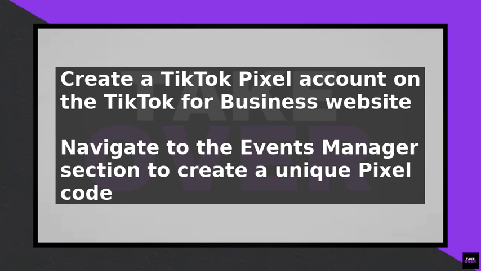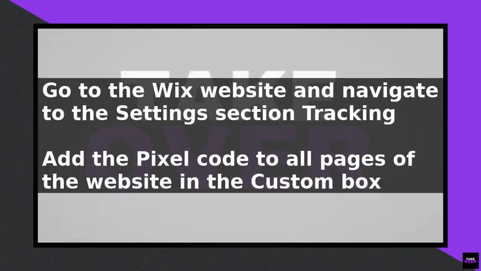Next, go to your Wix website and navigate to the Settings section. Click on Tracking and Analytics. Then click on New Tool. Select Custom and paste the Pixel code you created earlier into the box. Make sure to add the code to all pages of your website.